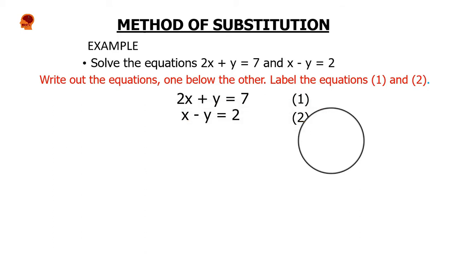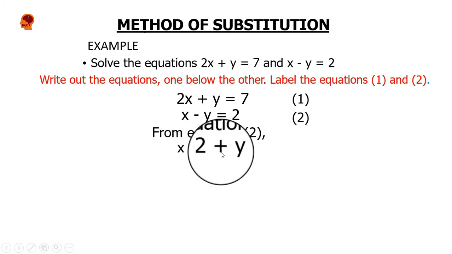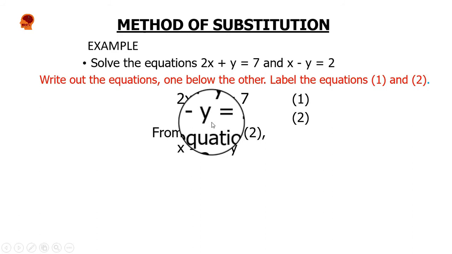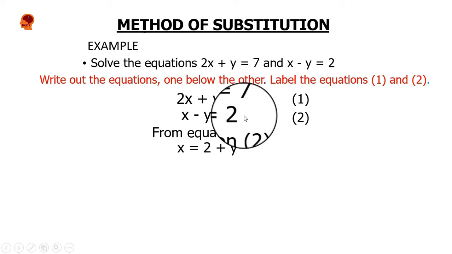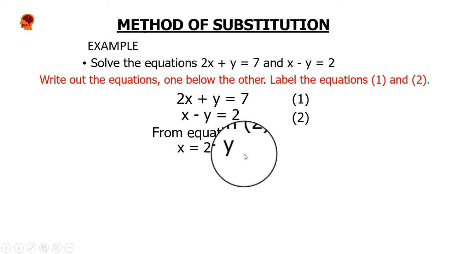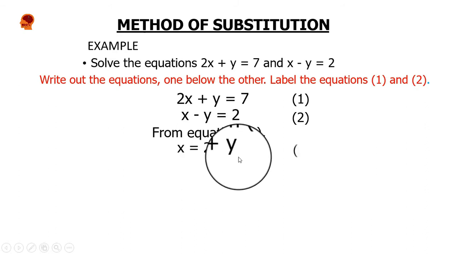So now the next thing, it says from equation 2 we should do what? We should make x the subject of the formula. So when you make x the subject of the formula from equation 2, it becomes x equals 2 plus y. When the y goes to the other side, it becomes a positive y. So that is how we arrive at x equals 2 plus y, and then we label it equation 3.